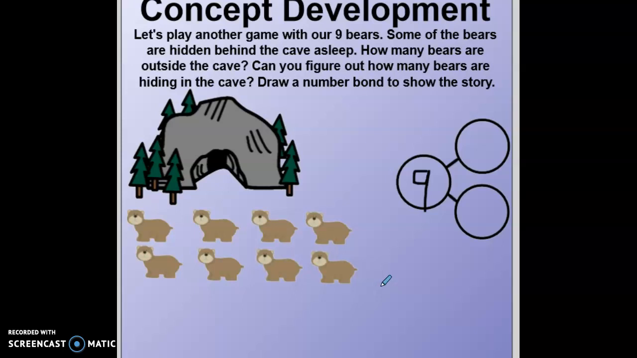Okay, so here's how we can solve this. We know there's 9, but we have 1, 2, 3, 4, 5, 6, 7, 8. So that's my other part. I have to figure out what this part is, and that's how many bears are in the cave. So I'm going to put 9 fingers up, and then as we count, I'm going to put 1 finger down for each number we count. So 1, 2, 3, 4, 5, 6, 7, 8.